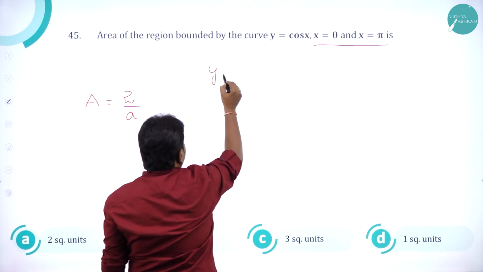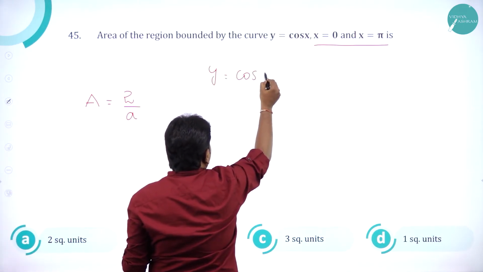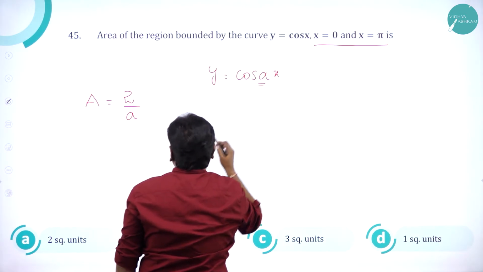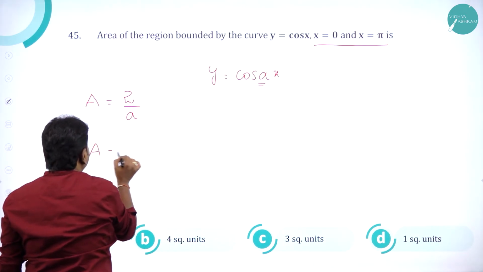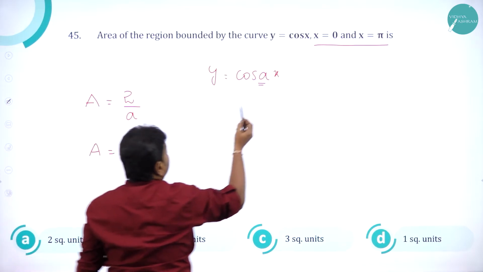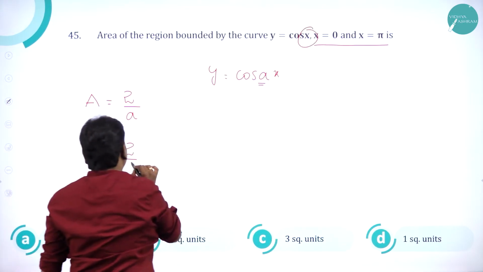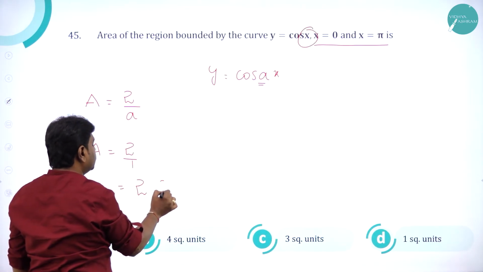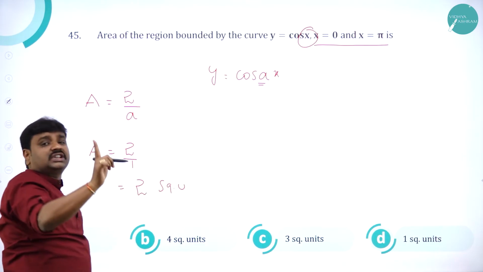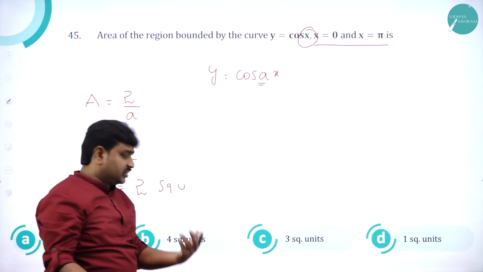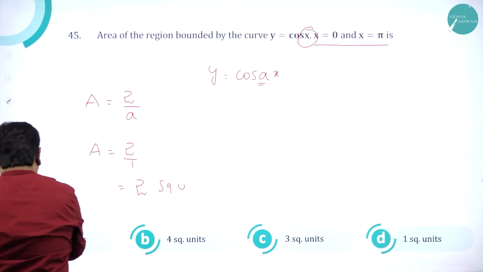If the curve is y equal to cos kx or cos ax, where a is the coefficient of x, the area is directly 2 by a. What is the coefficient of x? 1. So 2 by 1, the answer is 2 square units. My dear students, this is a tremendous shortcut which makes your process faster.